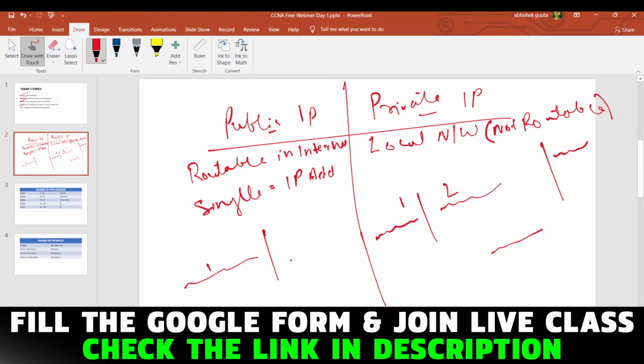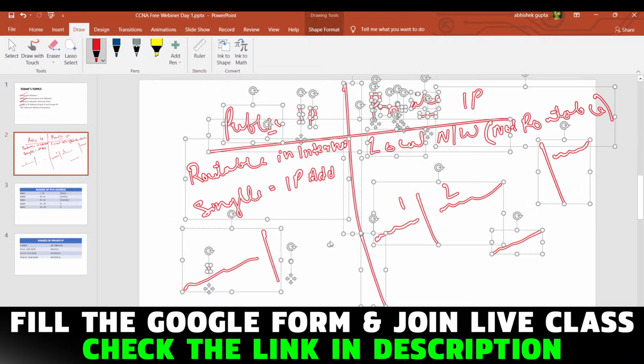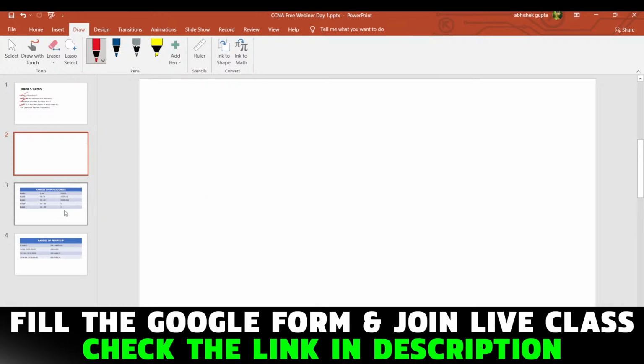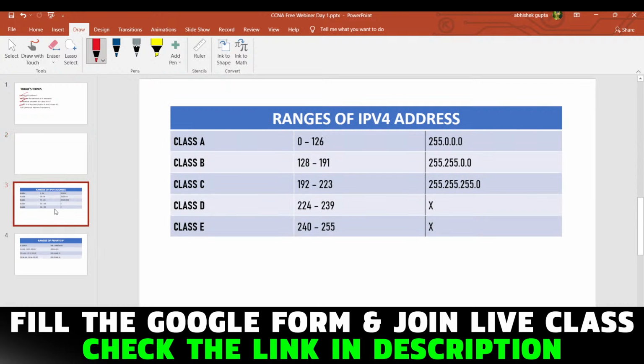Now let's move to the next section where I am going to explain the ranges of private IP address. There are certain ranges of private IP address. And before that, let's understand what the different classes of IP address are. I hope this is something most people already know, but it is my duty to explain, so I'm explaining it.